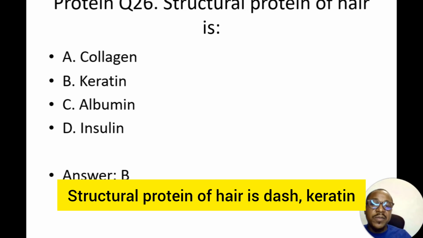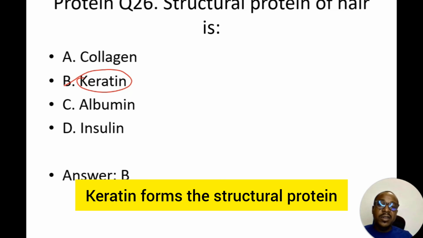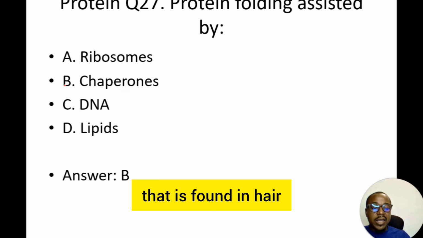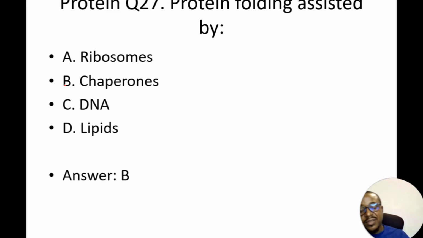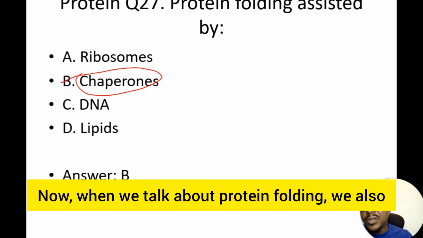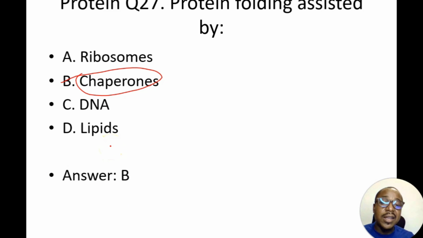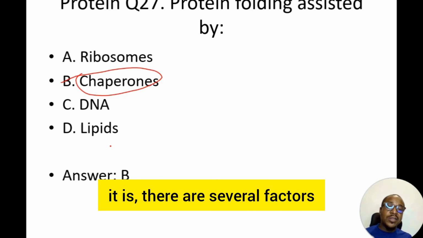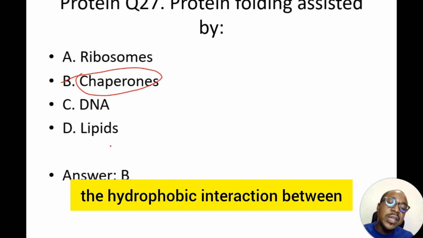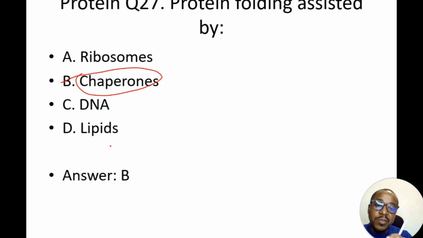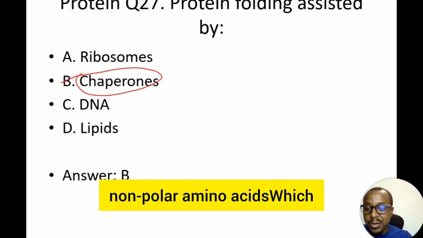The structural protein of hair is keratin. Keratin forms the structural protein found in hair. Protein folding is assisted by chaperones. When we talk about protein folding, like I said earlier, there are several factors that determine it. One, the hydrophobic interaction between non-polar amino acids.